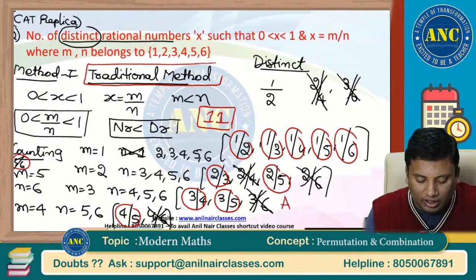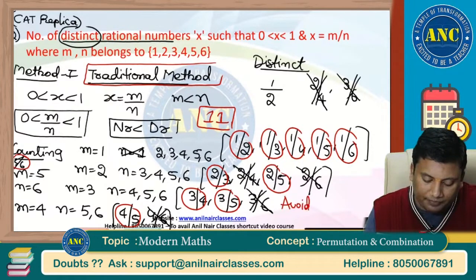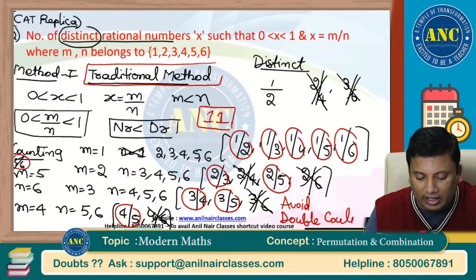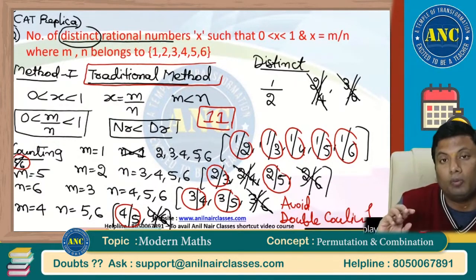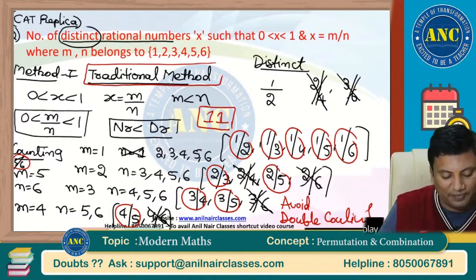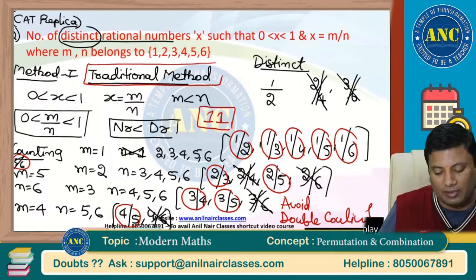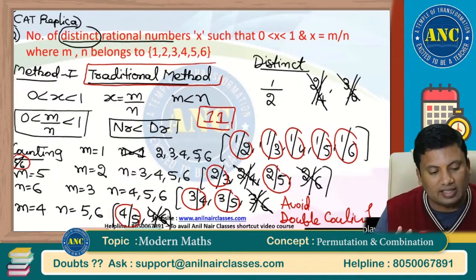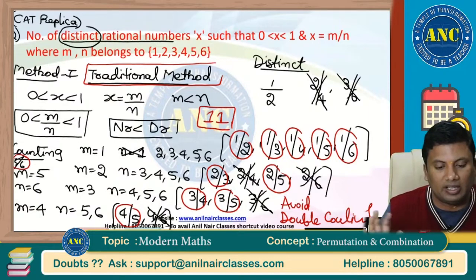Avoid double counting. Where are all the double countings? 2 by 4 and 1 by 2 both are same. And then 3 by 6 and 1 by 3 both are same. 1 by 3 and 2 by 6 both are same. Next one, 2 by 3 and 4 by 6 are also same. So, these total cases are eliminated. I hope it is clear.